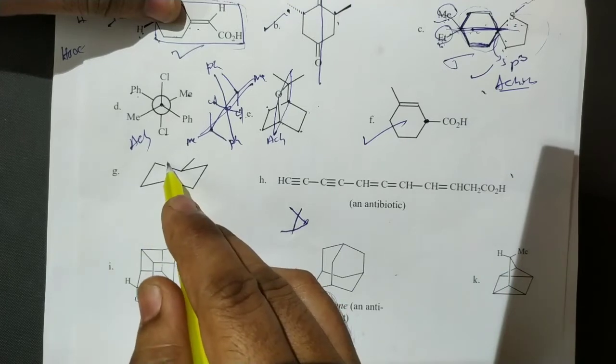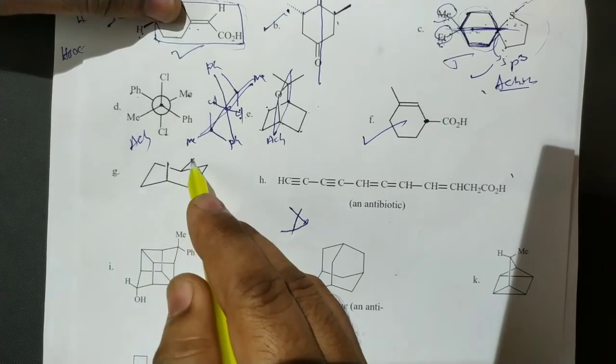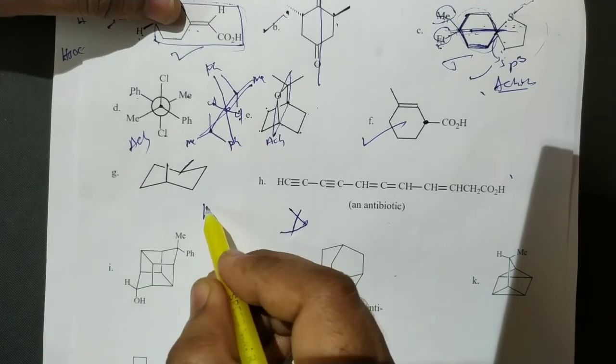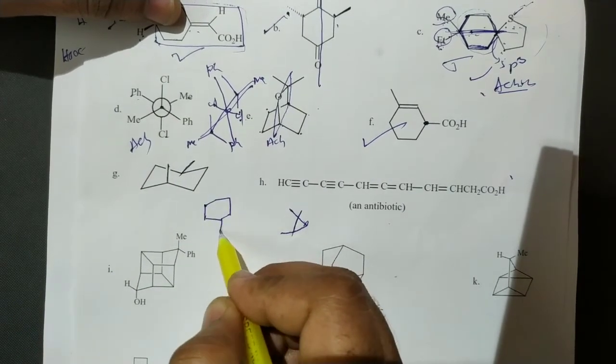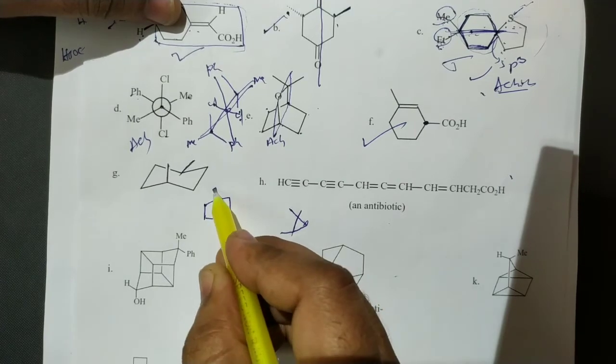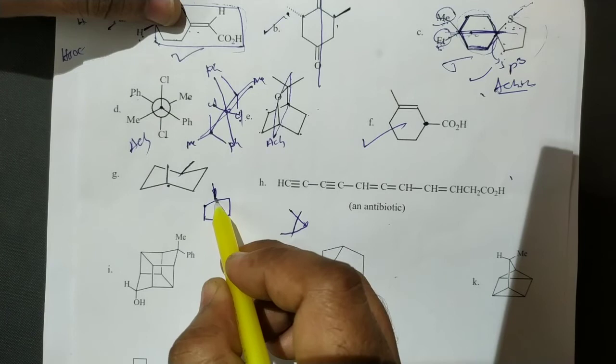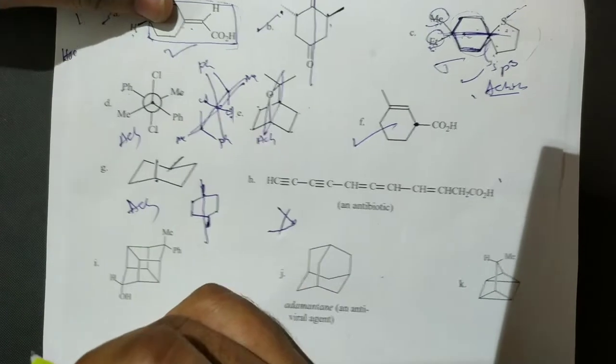Okay, next here, see this one. This molecule is actually a cis isomer. Here this methyl is in the upward direction, this methyl is in the upward direction. So that means here in this case methyl is above the plane, here methyl is above the plane. 1, 2, 3, 4 actually. There is a plane of symmetry. Of course, no chiral carbon. It is also an achiral molecule.